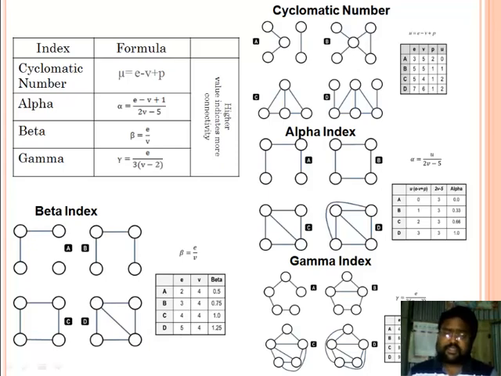So it is expressed as E divided by 3 into (V minus 2). Look here, in this graph A, there are 1, 2, 3, 4, 5 vertices, and there are 1, 2, 3, 4 edges. And this is the way how to calculate the gamma index.